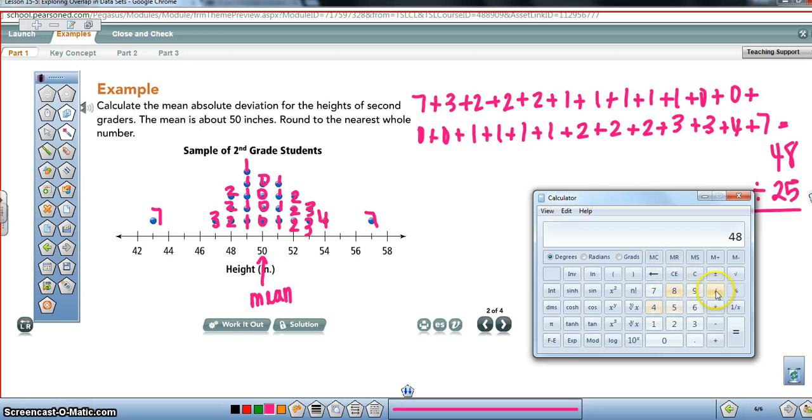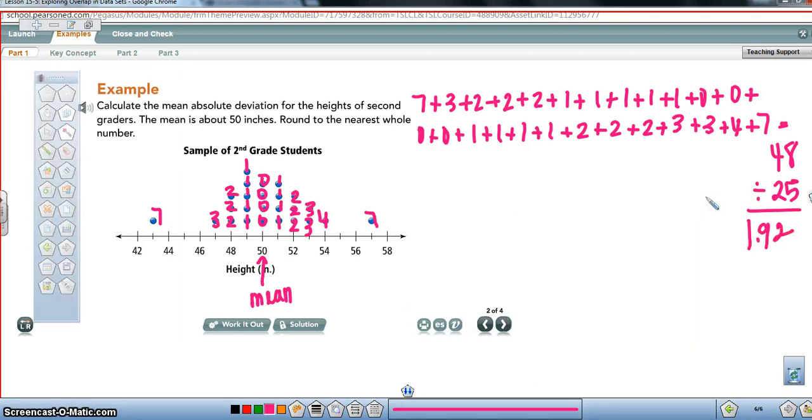So we do 48 divided by 25, 1.92. It did say to round to the nearest whole number, so we can just say that the mean absolute deviation is about 2. And what does that mean? That means that on average, our data is about 2 away from the mean. So in a sense, you could say most of our data is somewhere between 48 and 52 because that would be 2 less and 2 more than our mean. And that's where most of our data is. So that makes sense.